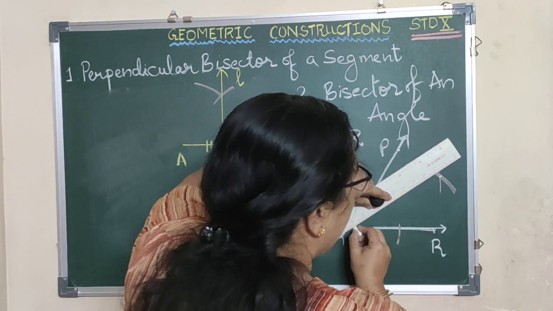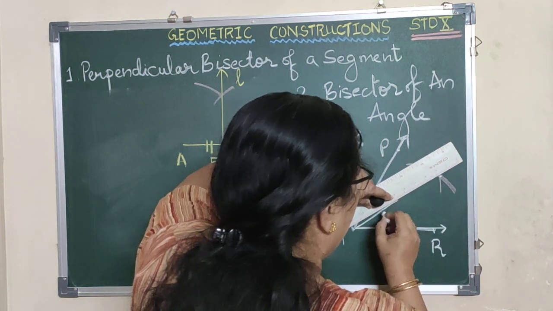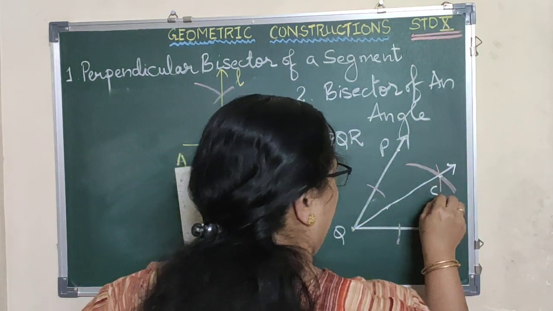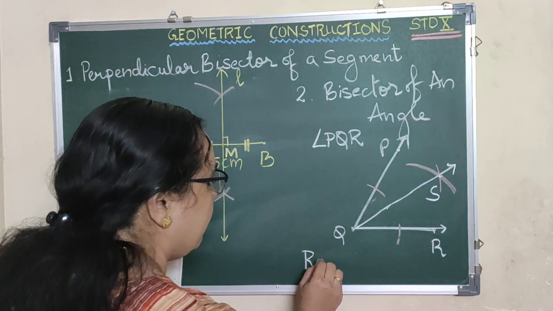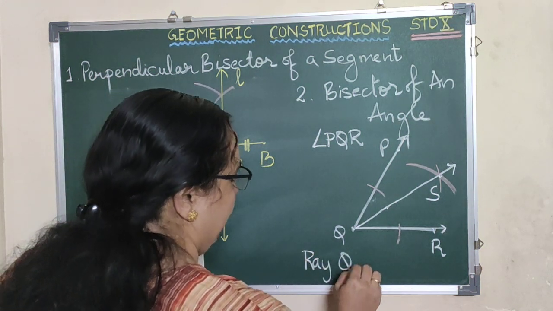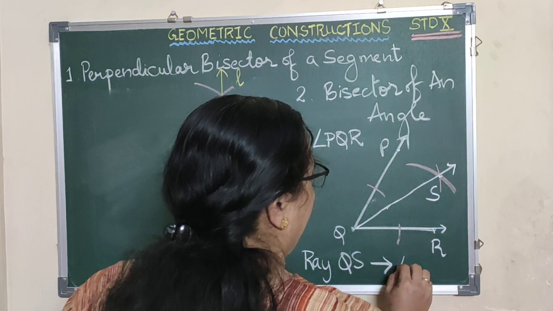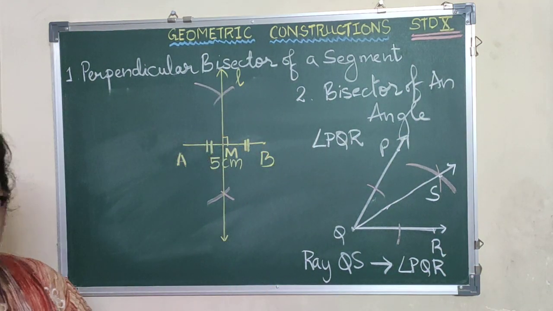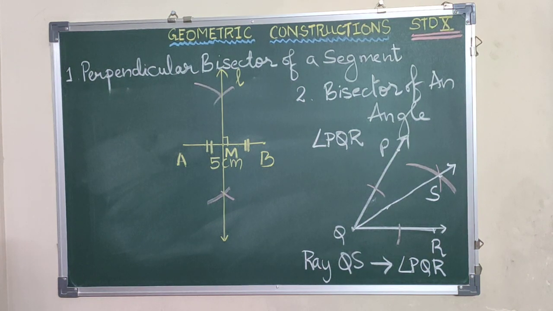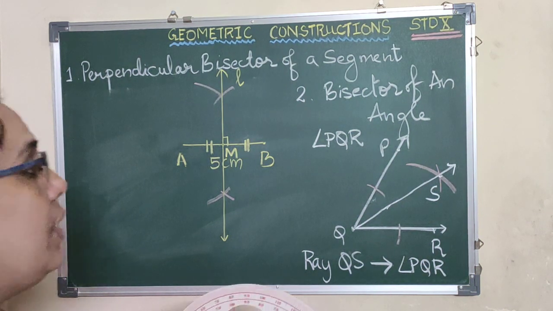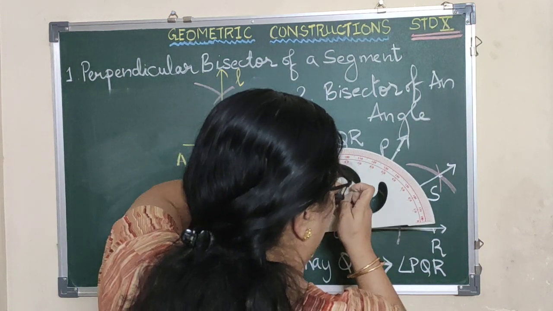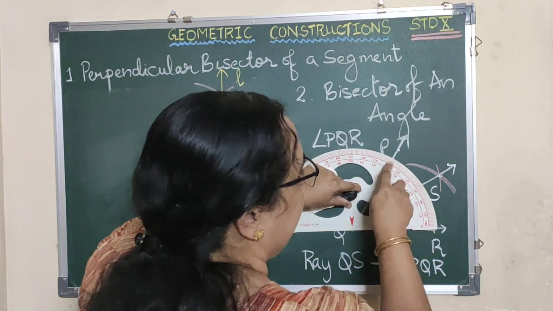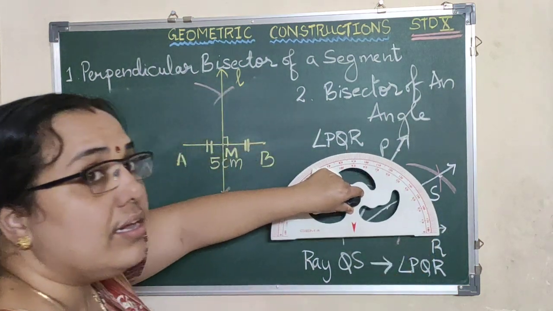So I join this and the common point and I draw my ray. So this is point S. So ray QS is the bisector of angle PQR. How do I decide it is the bisector? The protractor will be the one which will help me to confirm it. So let us keep it. Can you see 60 degrees, and this is coming exactly at 30 degrees.